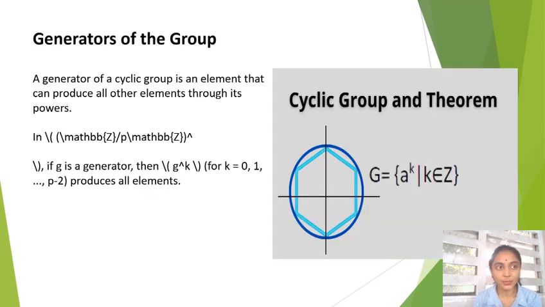Generators of the group. A generator of a cyclic group is an element that can produce all other elements through its powers. If g is a generator, then g to the k, for k equals 0, 1, and so on till p minus 2, produces all elements.